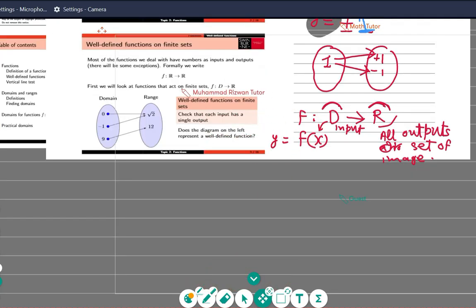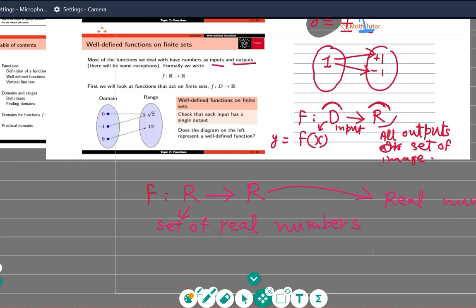Now see, it is written well defined function on a finite set. You should see that most of the functions have numbers as inputs and numbers as outputs. So formally we will write a function from real to real. Real numbers contain all types of numbers. This is the set of real numbers. Sometimes you can put any value and get any real number as an output.